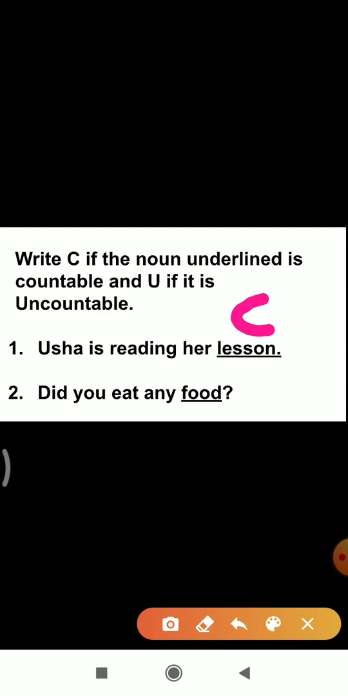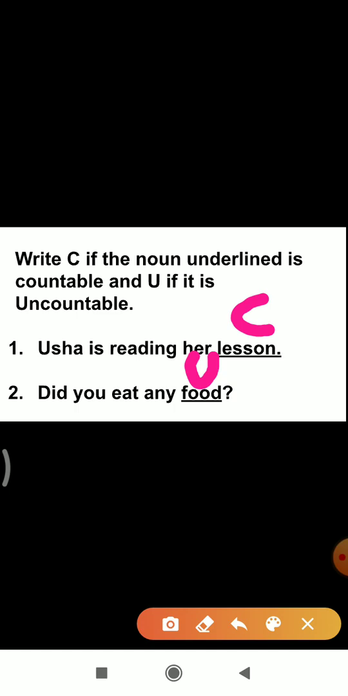Did you eat any food? Which is the word underlined? Food. Okay, so what is food now? Can you count any food? 1 food? 2 food? We cannot say, right? So here, food, you cannot count them. So which noun is it? Yes, an uncountable noun. Okay, so I hope you have followed what we are doing. You are able to find out the nouns easily.